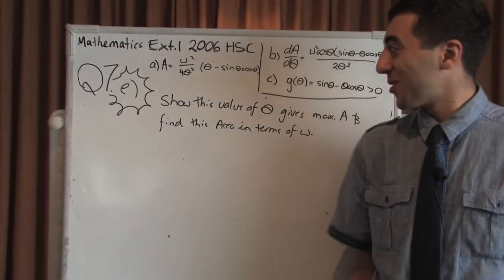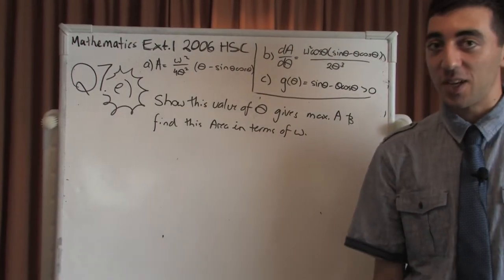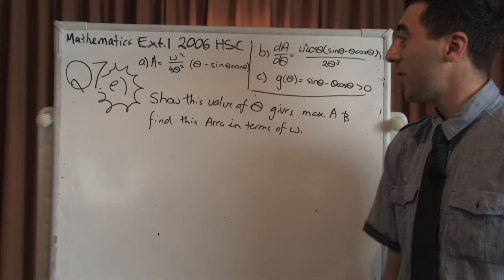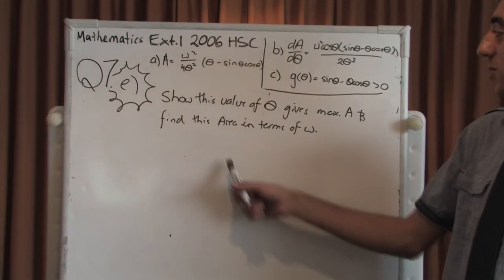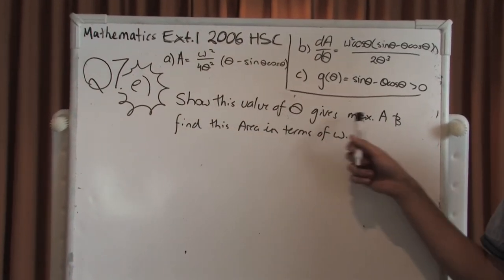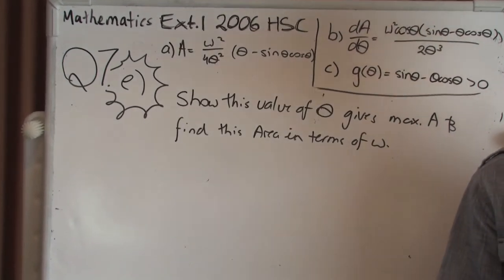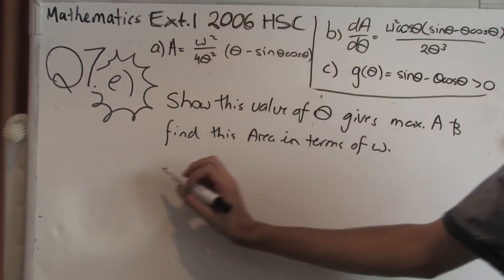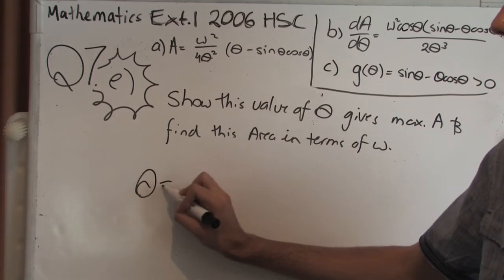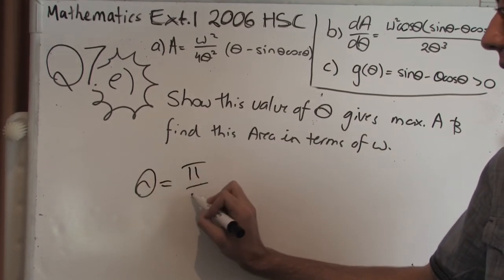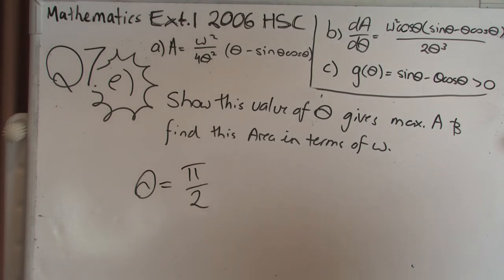Okay, so we've made it to question 7, part E, the final question of the paper. The final question tells us to show that this value of theta gives maximum area and also find this area in terms of W. So this is it, guys. We learnt from part D that the value for which dA over d theta equals 0 is theta equals pi on 2.